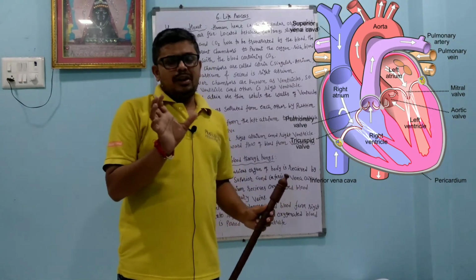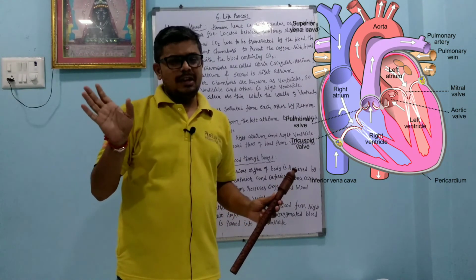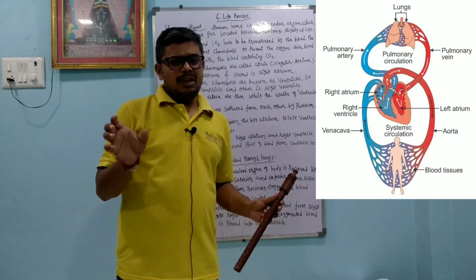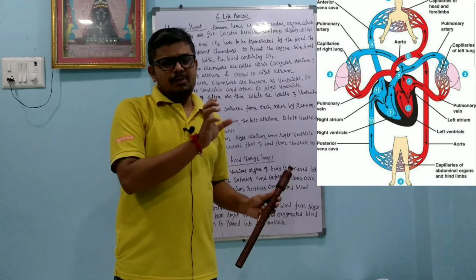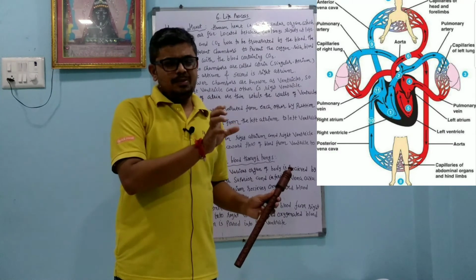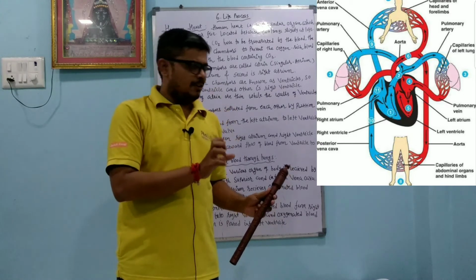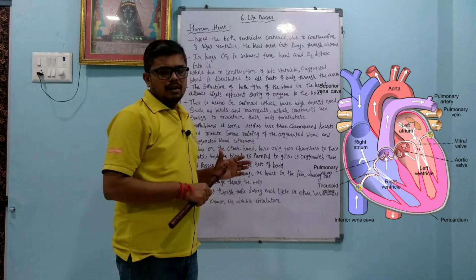Both atria contract, and because of that, the oxygenated blood present in the left atrium goes to the left ventricle, and the deoxygenated, carbon dioxide-containing blood goes from the right atrium to the right ventricle. Okay, now dear student, what happened? The contraction of the ventricles occurs.